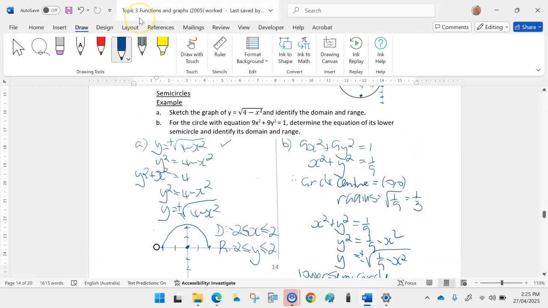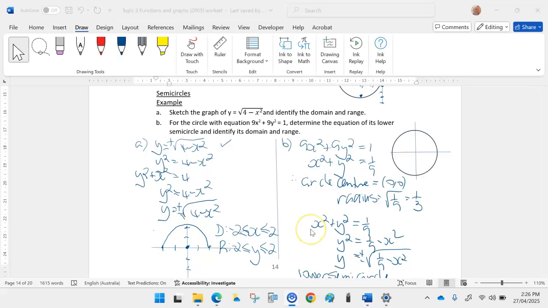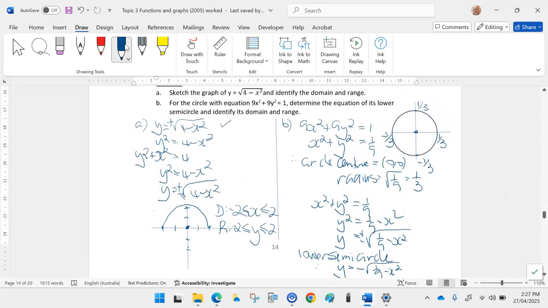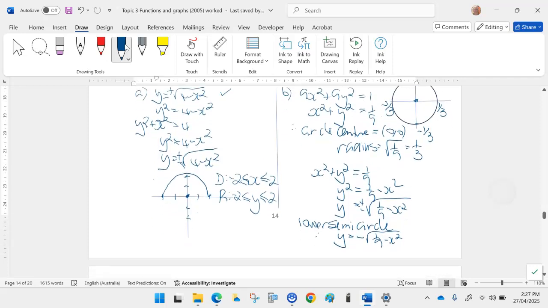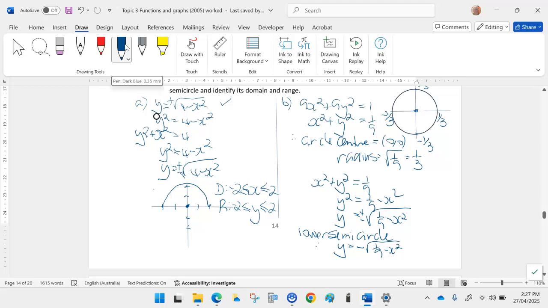Okay, now I might just go up here and draw a quick circle. So up here now I've got a circle with a center 0, 0, and it's got a radius of 1/3, so it'll come out to positive 1/3 on the x-axis and negative 1/3 on the x-axis. It'll go up to 1/3 on the y-axis and down to negative 1/3 on the y-axis. Now that's what this circle looks like, and we're only interested in the lower semicircle bit. Then we can ignore this top bit if we like, and just concentrate on the bottom, and from there work out what the domain would be.